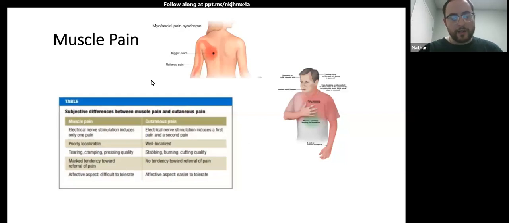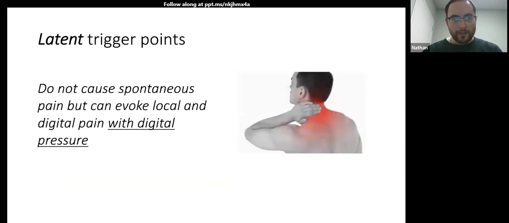As you can see on this little chart on the bottom left side, muscle pain is usually a little more difficult to locate as well. If someone gets a scratch on their hand, they're going to feel it a lot better. Usually the tolerance for muscle pain is a lot less tolerable.